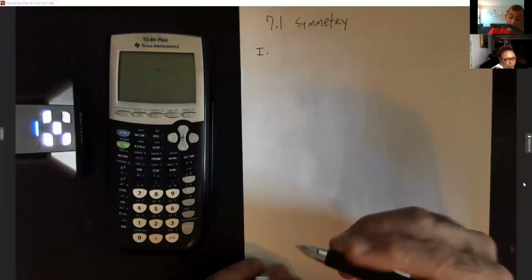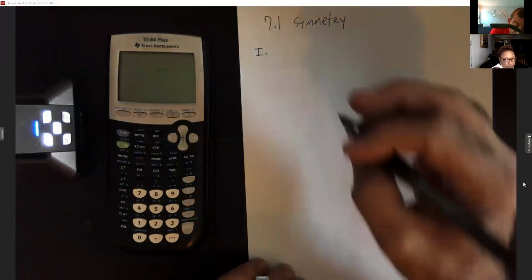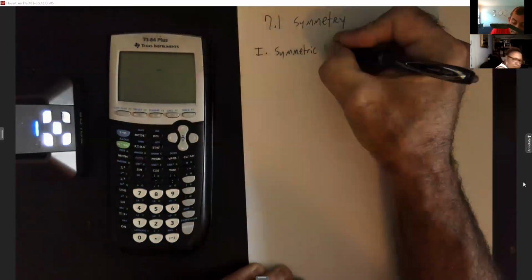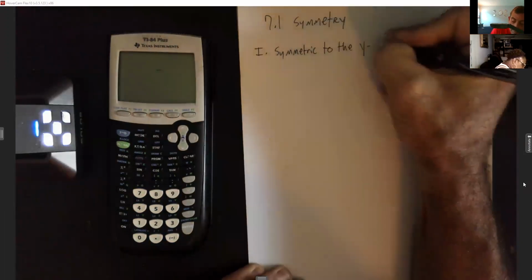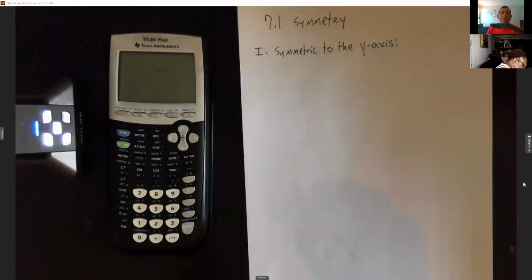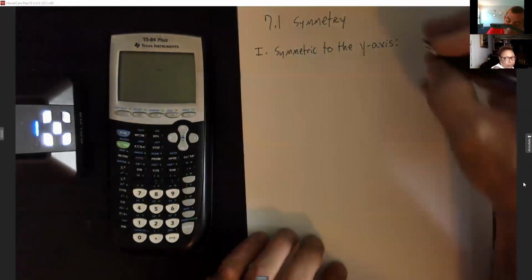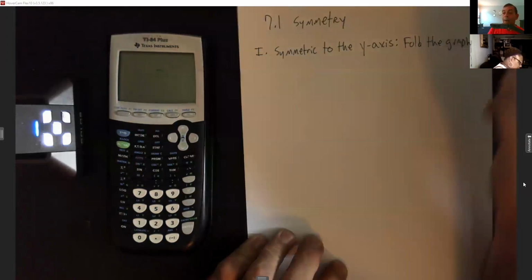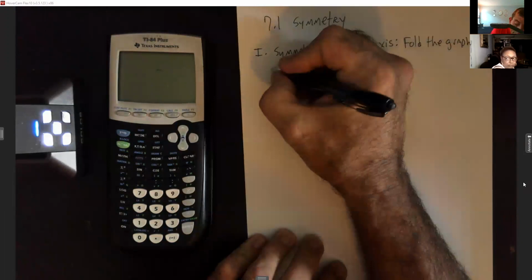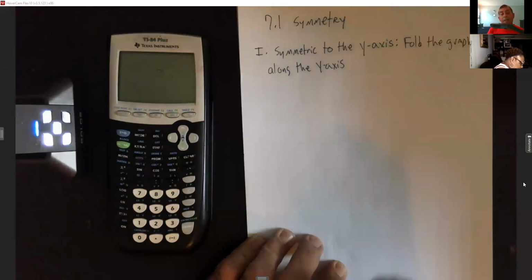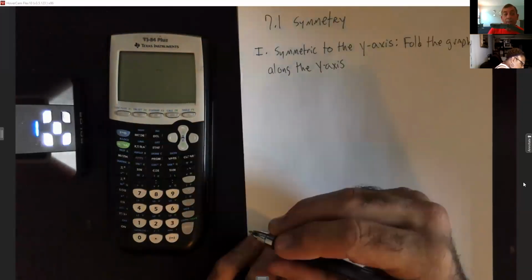All right, so like I said, there's three types of symmetry we're going to look at. The first symmetry is symmetric to the y-axis. To tell if something is symmetric to the y-axis, I fold the graph along the y-axis, and if the graph lands on itself, then it's symmetric.